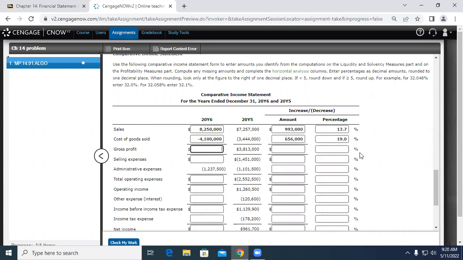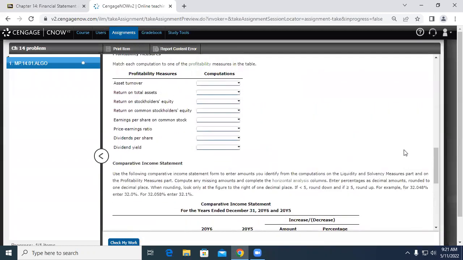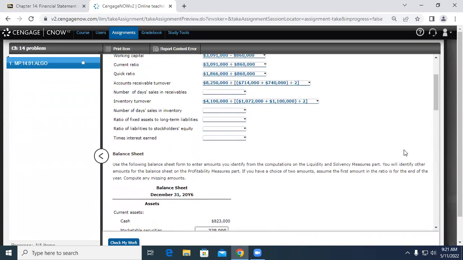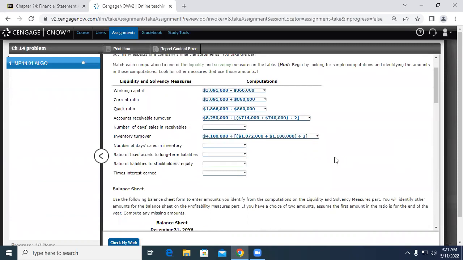And we can now find our gross profit, which is of course sales minus cost of goods sold. Find the change in dollars. It was an increase, so we're showing that as a positive. And then divide by the number from the beginning of the year to find the percent increase. Okay. Let's see what we have next.